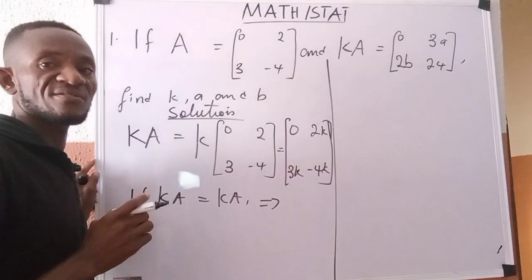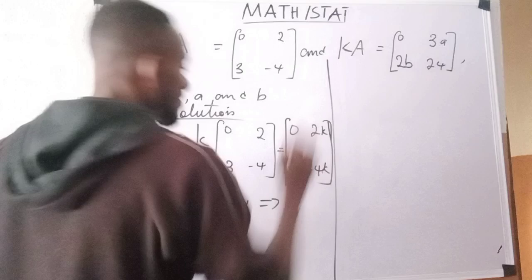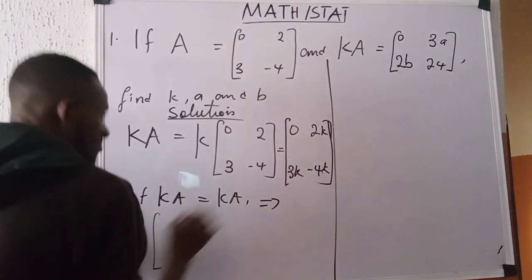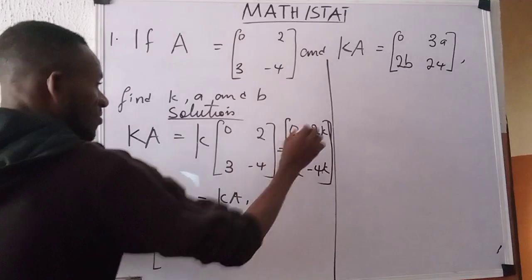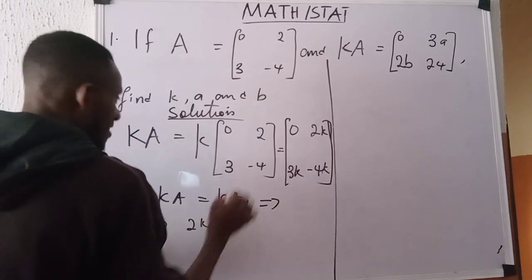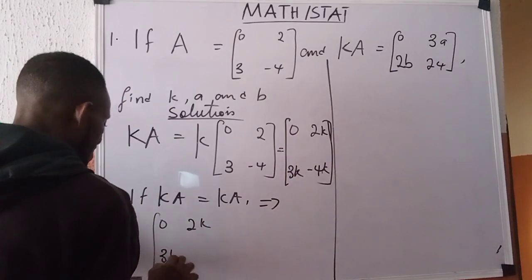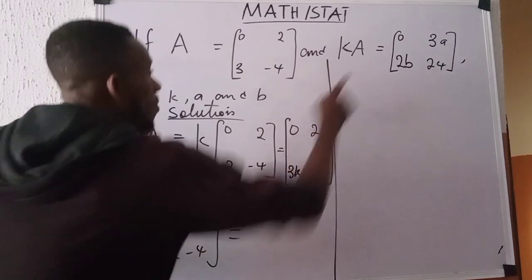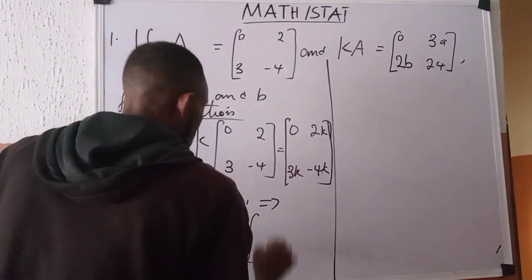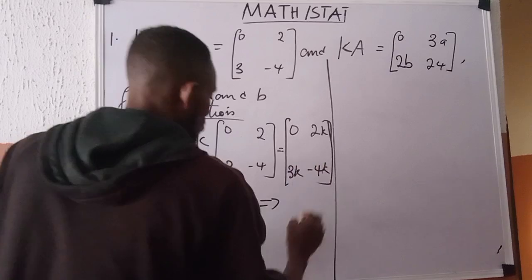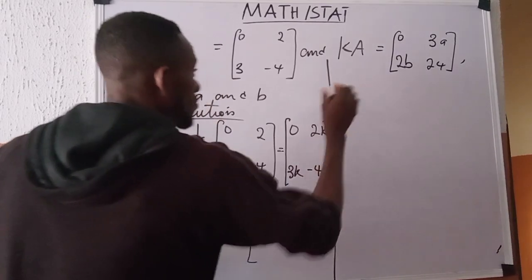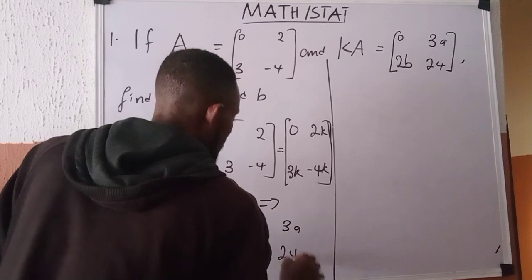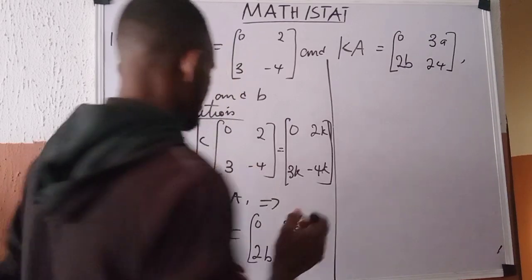That is the implication. So I'm going to say it implies that this, which is 0, 2K, 3K, minus 4K, is equal to this value, which is 0, 3A, 2B, and 24. I'll close it up.